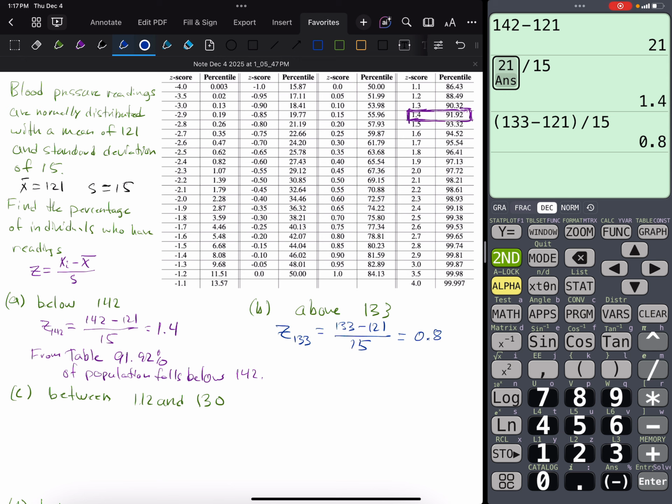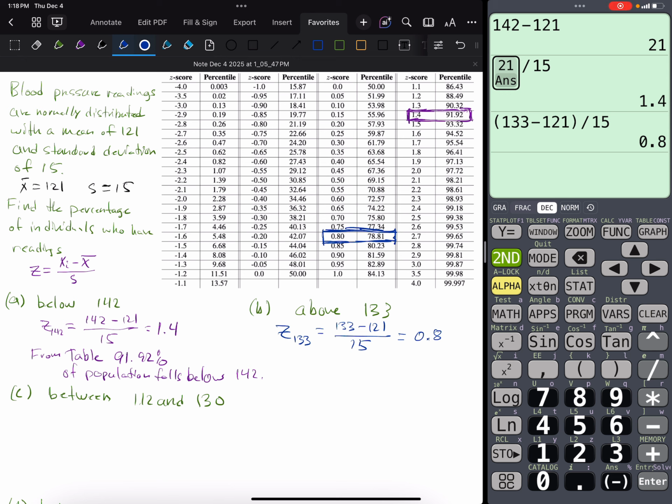And so if I find my z-score of 0.8 on this table here, I get that 78.81% fall below that z-score. Well, I can pretty quickly find out how many fall above that z-score because the total is 100%, right? And so if 78.81% fall below, then the rest of that 100% falls above. And so 100% minus the 78.81 will tell me what the percentage above this z-score is.